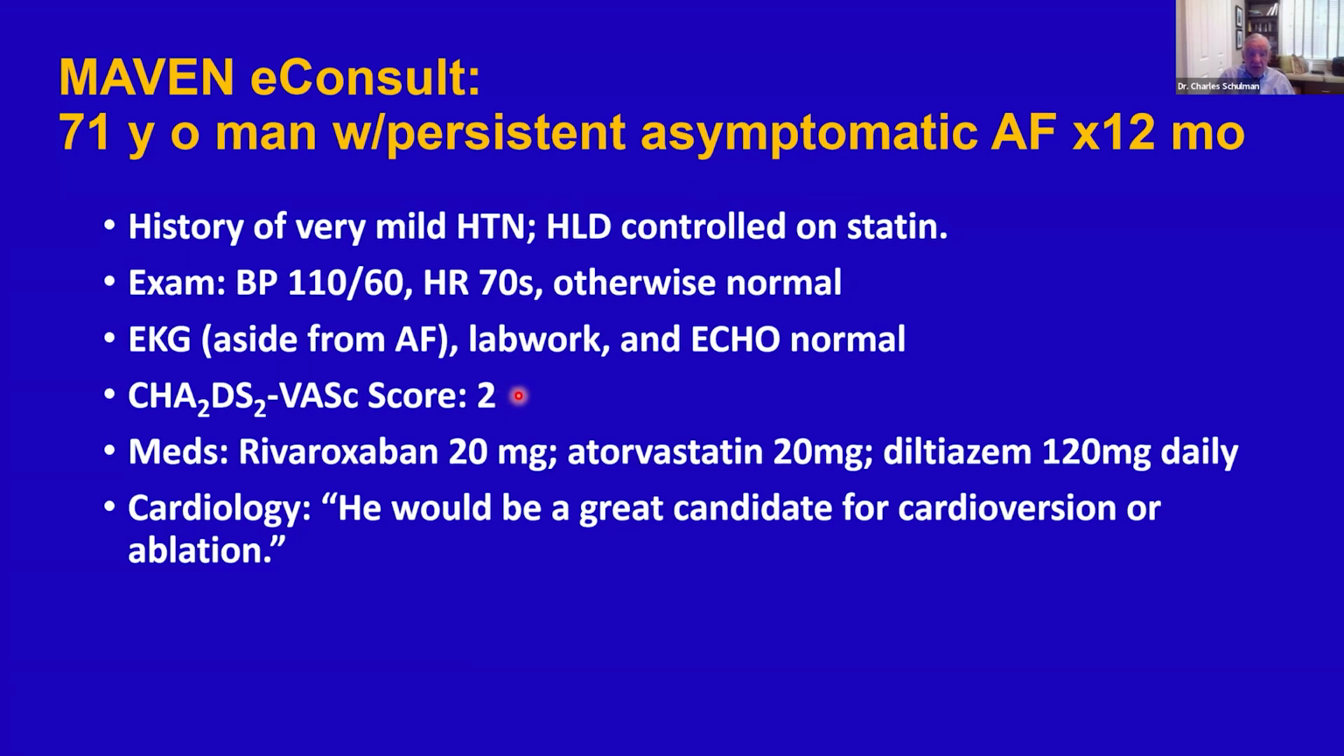His CHA2DS2-VASc score is 2. He gets 1 for his age and 1 for hypertension. He's currently taking rivaroxaban, atorvastatin, and diltiazem. And the primary care practitioner who sent the consult to me said that a cardiologist said he would be a great candidate for cardioversion or for ablation. She wanted my opinion about that, and I'll give you my opinion about that after we get some more data.